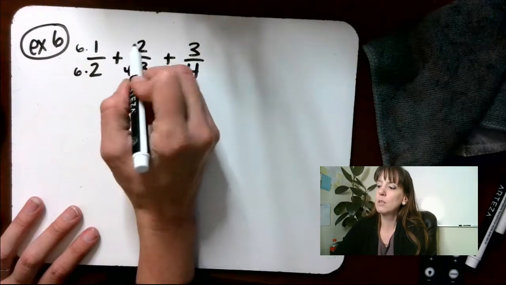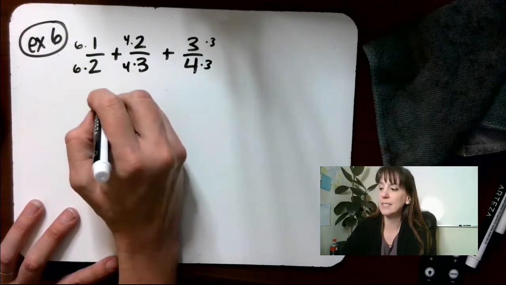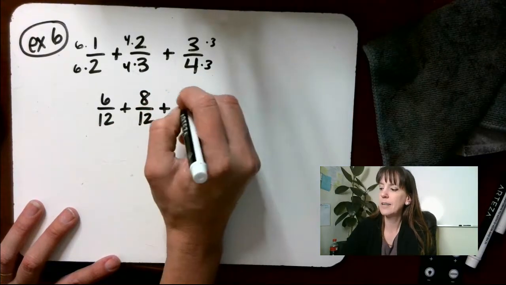This times 4, this times 4, this times 3, this times 3. So what I end up with now is 6 over 12 plus 8 over 12 plus 9 over 12.